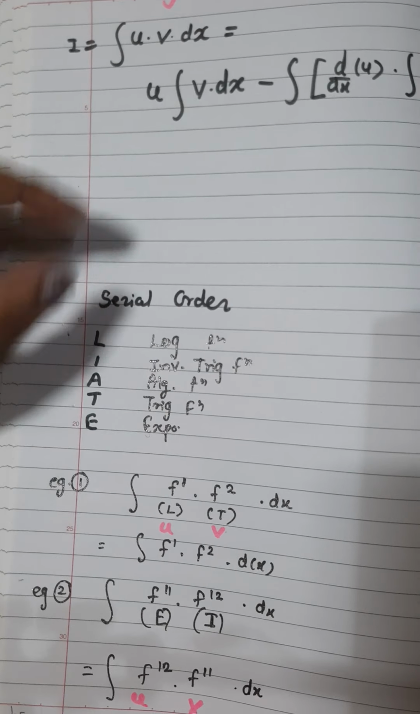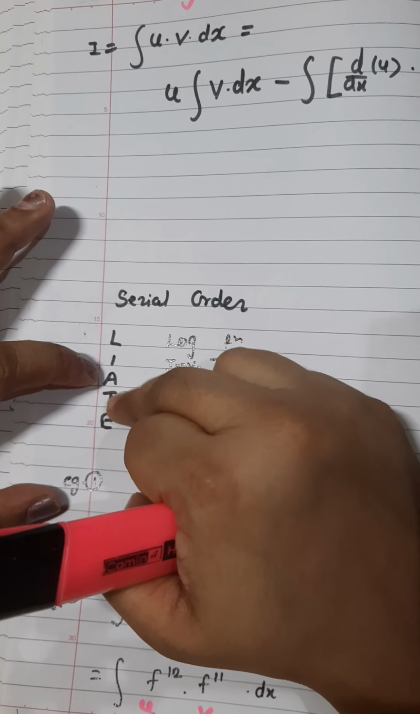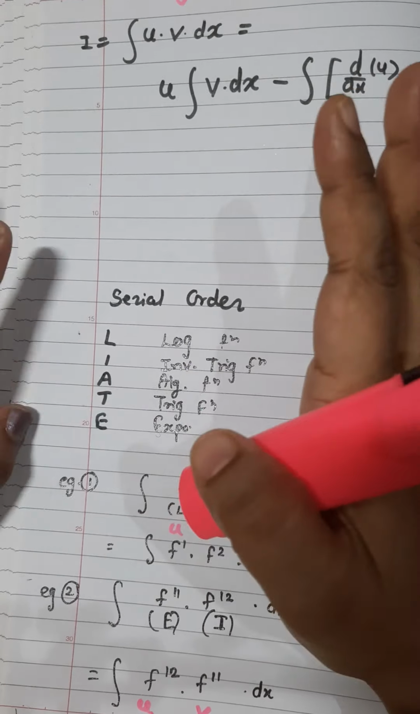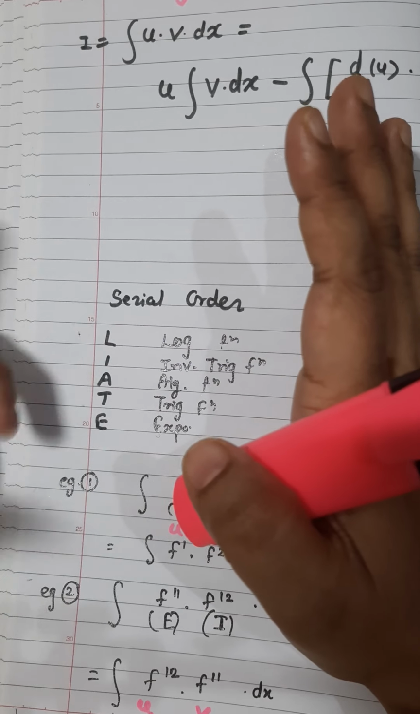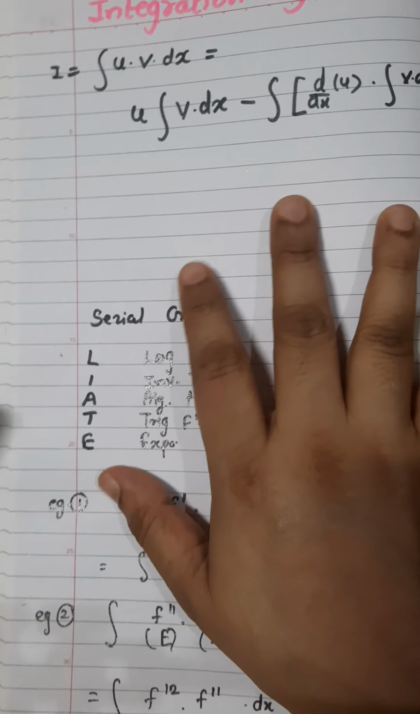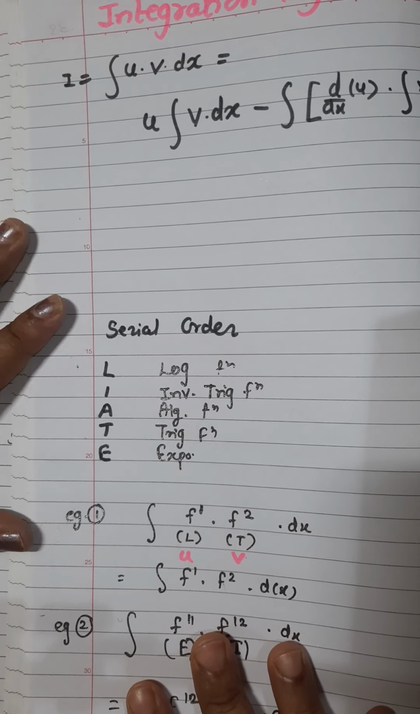Okay, got it? So you have to check for this. Suppose if we have A and T, then keep it as it is. Suppose if you have I and A, keep it as it is. But if you have A and I, then change the order. I think you have got this. Okay, so with that we will start doing the integration sums based on this.